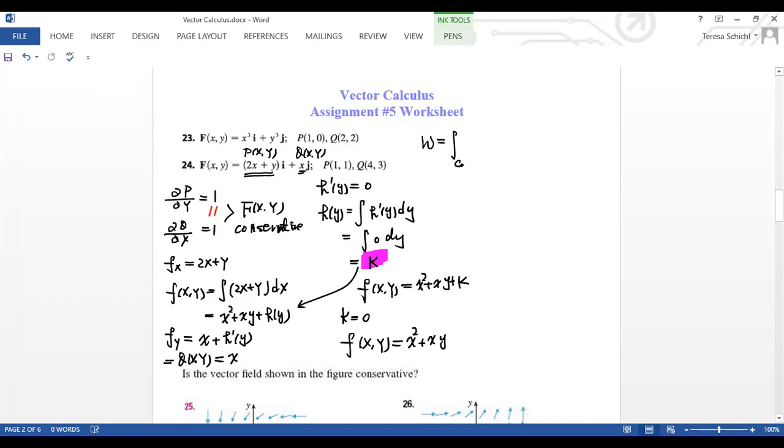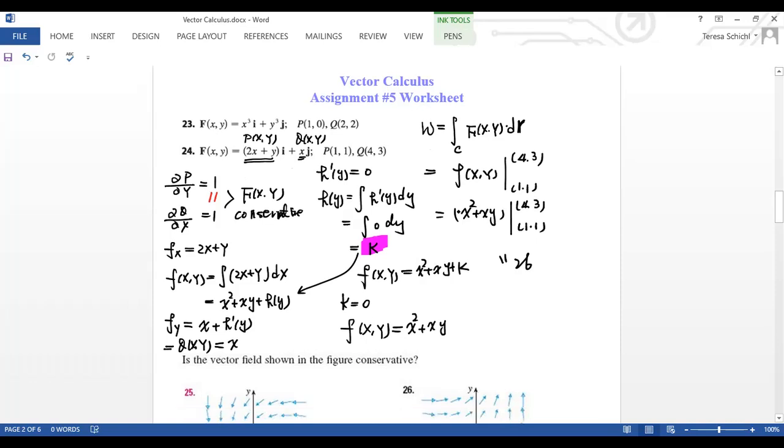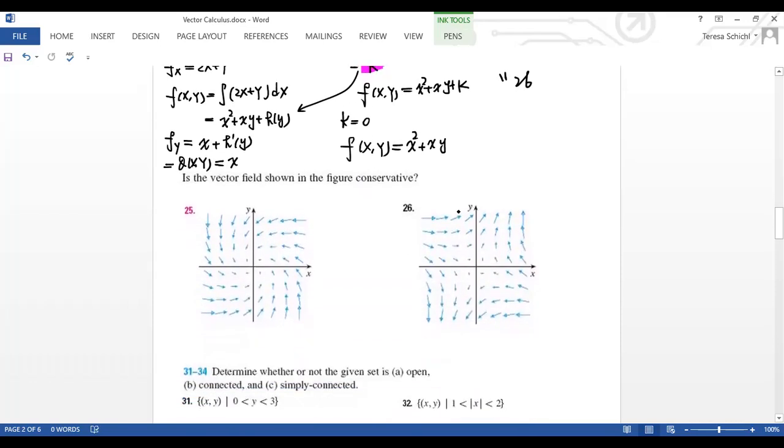Okay, now the work can be done. We can say this is the integral of the gradient of f dr. Because of the fundamental theorem of line integrals and path independence, we can say this is f evaluated from the point (1,1) to (4,3). So that means it's x squared plus xy evaluated from (4,3) and (1,1). Now you plug it in and it will give you 26.